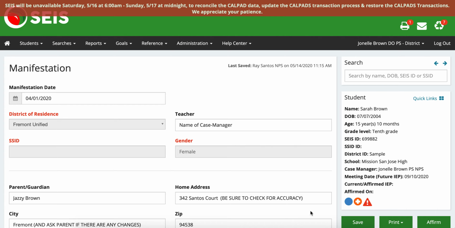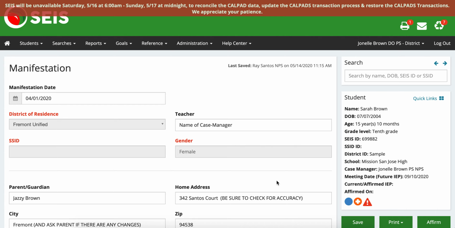Today we're going to be going over the manifestation, also called the MDR or the Manifestation Determination Review. Just to give you an overview, MDRs must be held prior to the student's 11th day of cumulative suspension within one school year, or if the nature of the alleged misconduct triggers an administrative decision to move for expulsion, an MDR must be held regardless of the days previously suspended to ensure due process and procedural safeguards for the student.